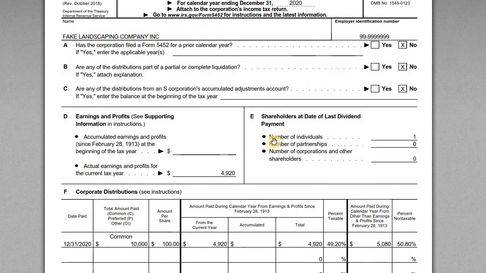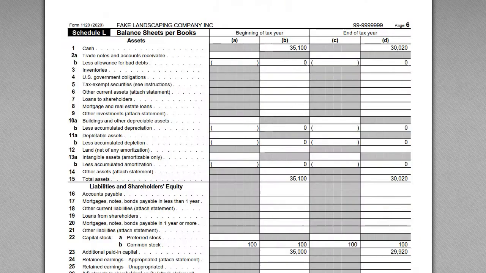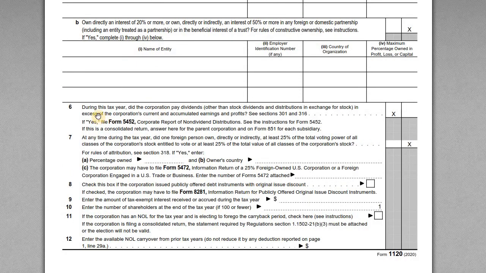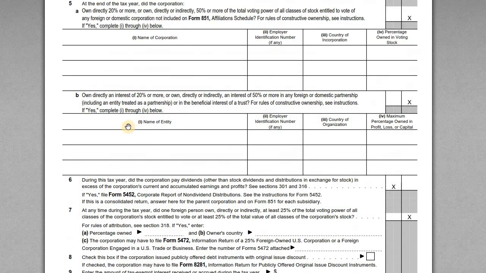This information is also, there are questions you need to answer on the 1120 up here. Question 6, right? During the year, did the corporation pay dividends other than stock and distributions in exchange for stock in excess of the corporation's E&P? Yes, right? So we're saying yes, and then if yes, file Form 5452. So answer this question yes, attach the form, and then you should be all set.